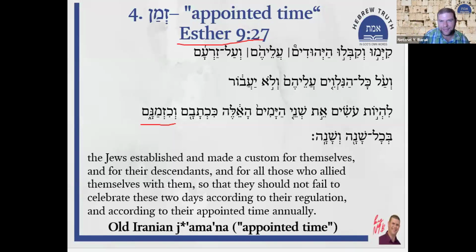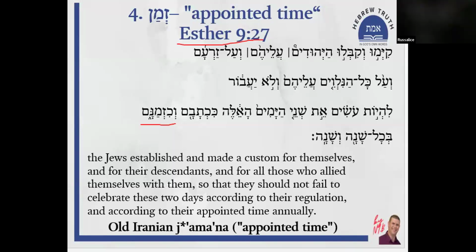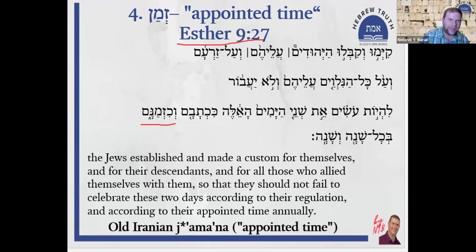Yes, Russ? This Hebrew phrase comes to mind, lazman hazeh. Is that right? Lazman.